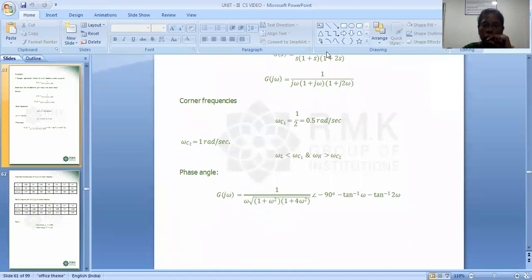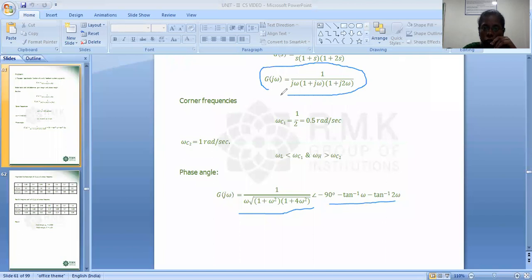After finding the corner frequency, we have to write the magnitude expression as well as the angle expression. Take this G of j omega. From this G of j omega expression only, we are going to write the magnitude as well as the phase angle, right? So, magnitude and phase angle. For the magnitude, we just take the modulus of G of j omega.